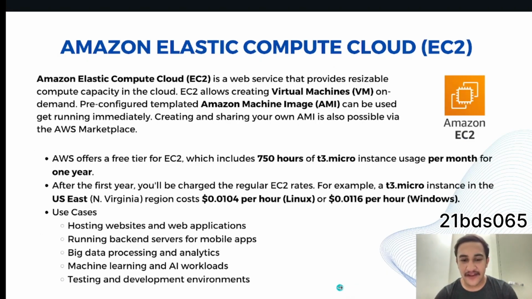The particular service we are using from Amazon is the Amazon EC2 instance, which is Amazon Elastic Compute Cloud, a web service that provides resizable compute capacity in the cloud. It allows us to create virtual machines on demand and pre-configured templates of Amazon Machine Images of various operating systems like Linux, Windows, Mac, etc. AWS offers a free tier for EC2, which includes around 750 hours of T3 micro instances per month for 1 year.